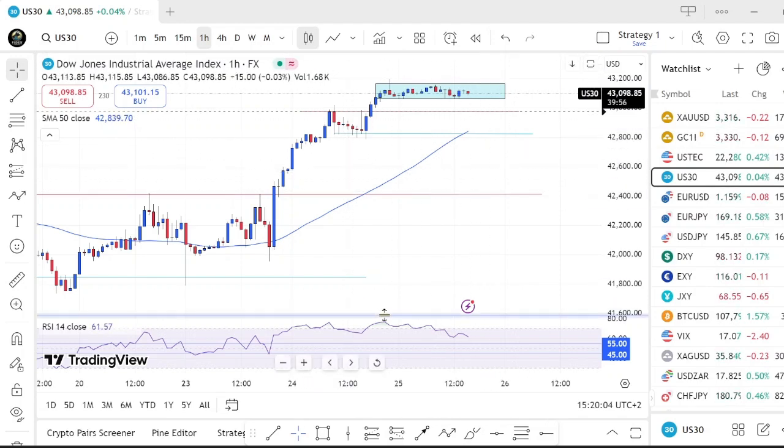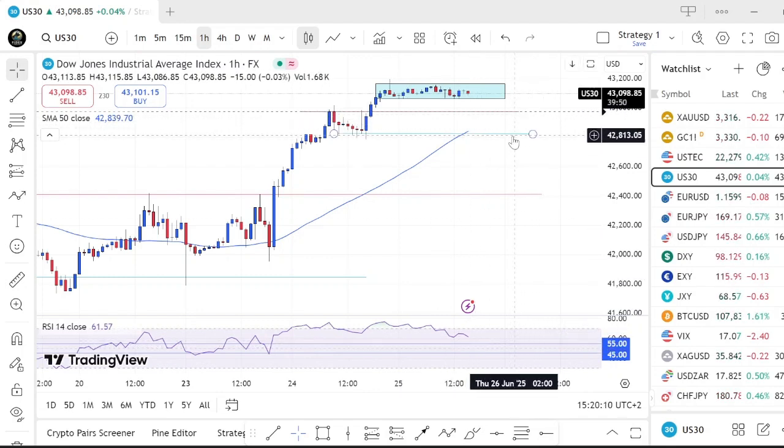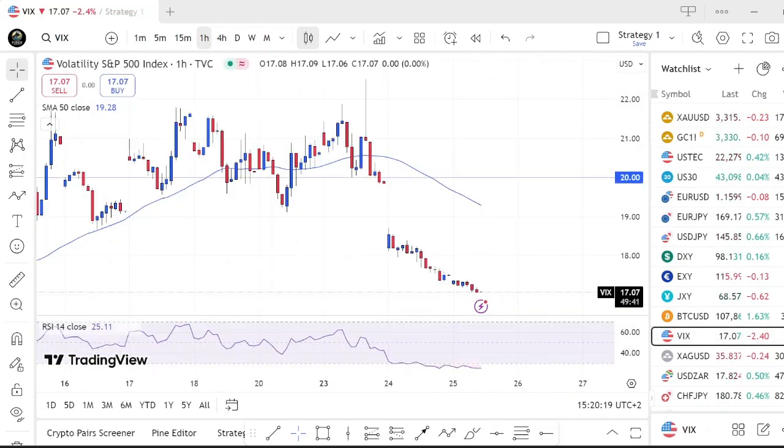On the 1 hour time frame, we are seeing that momentum is dying out a little bit, and we are approaching that sweet spot region. So we could potentially see that 42,800 as a prime candidate on the 1 hour time frame for a bounce to the upside.